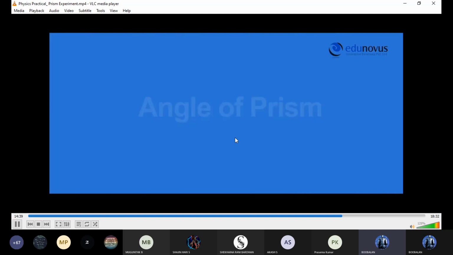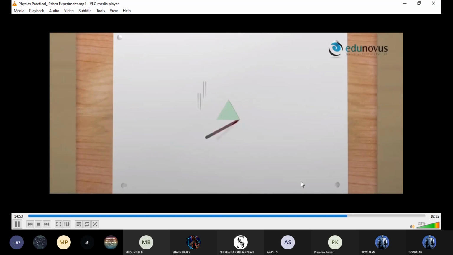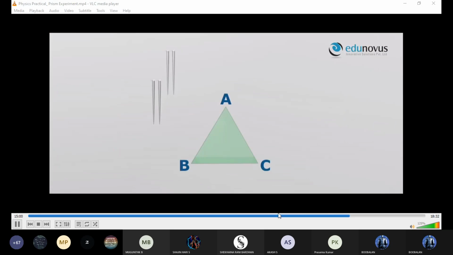Angle of the prism, 60 degrees. Fix a white paper on the drawing board with the help of drawing pins. Now, place the prism on the paper and trace its edges and mark the corners as A, B, C. Draw two parallel lines such that A lies symmetrically between them. After that, fix two pins P and Q on one of the lines.